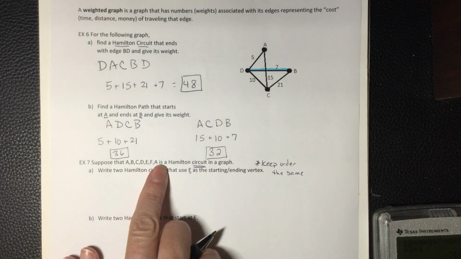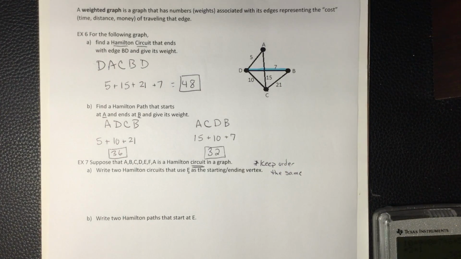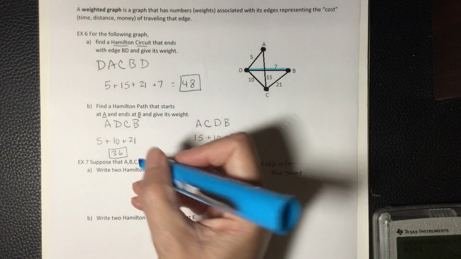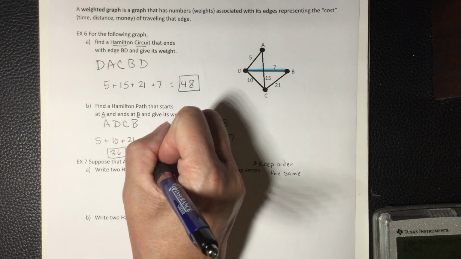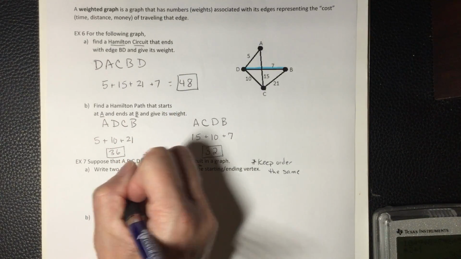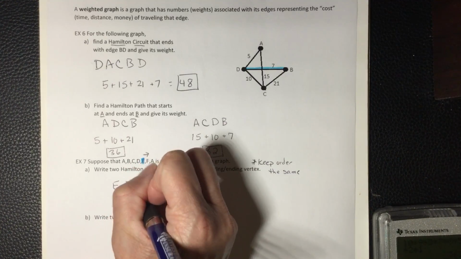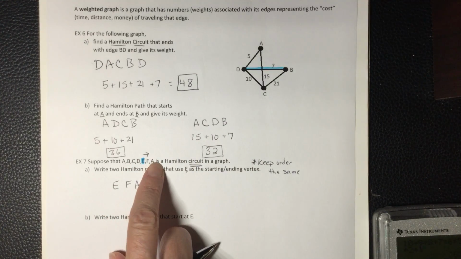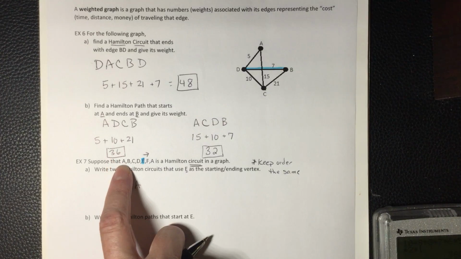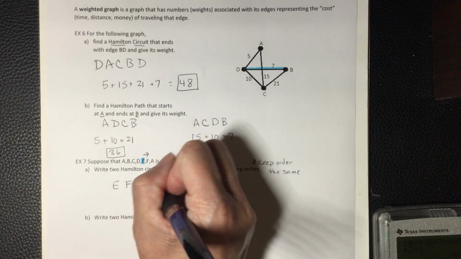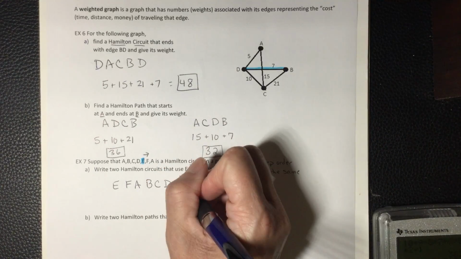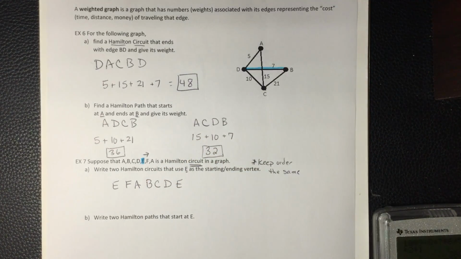Okay, so I'm going to take this list that I have, and I am going to start with letter E, and then I'm going to read it going this direction. So I'm going to go E, F, A, and then once you get to A, you're going to go back to the beginning. You're not going to write A again, but you're going to go B, C, D, and remember it's a circuit, so it has to start and end at E.